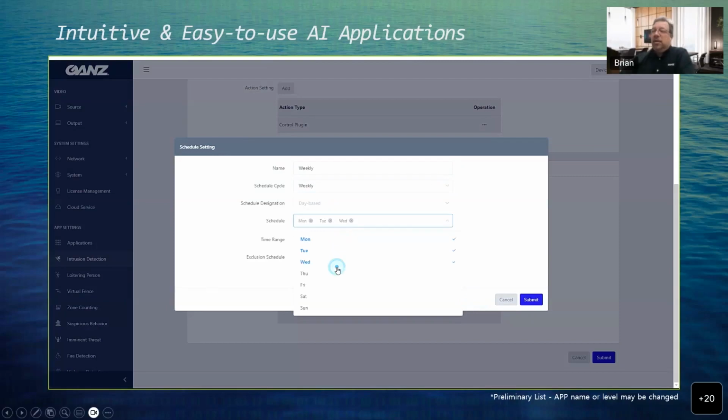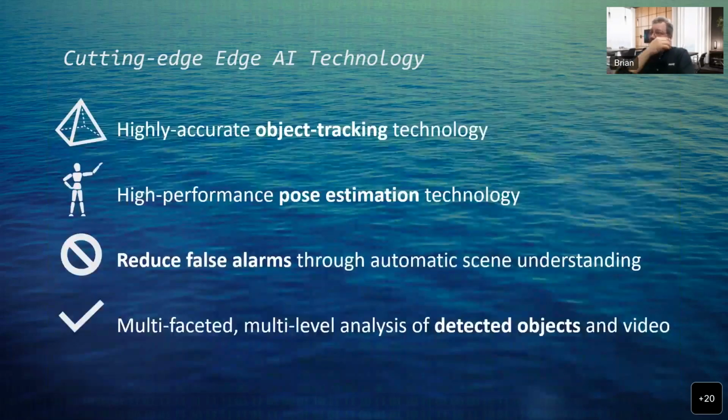Let's go ahead to our next slide. So what's the takeaway for the second gen AI box? It has highly accurate object tracking technology, so basically improvements over prior technology. AI has been advanced, the architecture has been advanced. We have high performance pose estimation technology, which was not part of the first gen, but is part of the second gen. And that pose technology combined with the AI provides some pretty interesting analytic opportunities.